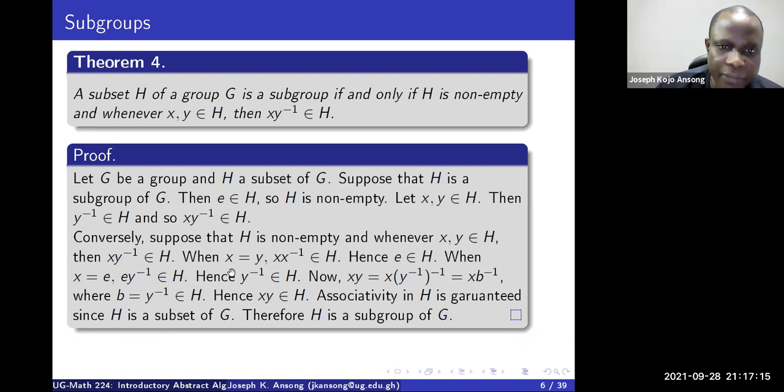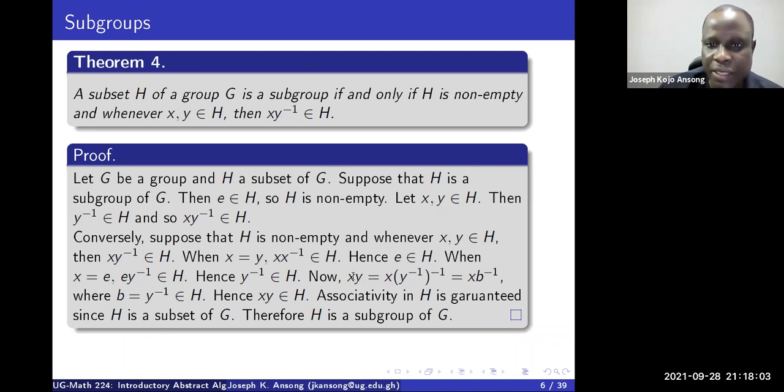Now, in here, E, remember, is in H. So I can replace X here with E. If I do that, I'm going to have E times Y inverse, but E times Y inverse will give me Y inverse. This belongs to H. Therefore, Y inverse must belong to H as well. So the inverse belongs to H. Good. Now I want to show that if I take any two elements in H, I get an element that is also in H. If I take two elements and operate on them, the result will also be in H, to show that the operation is a binary operation.